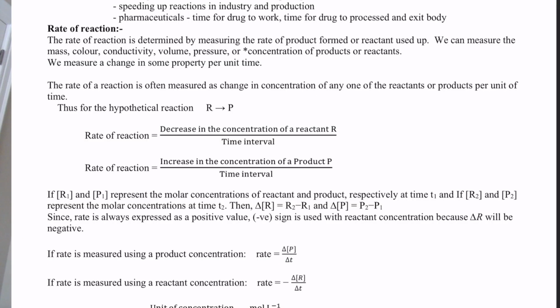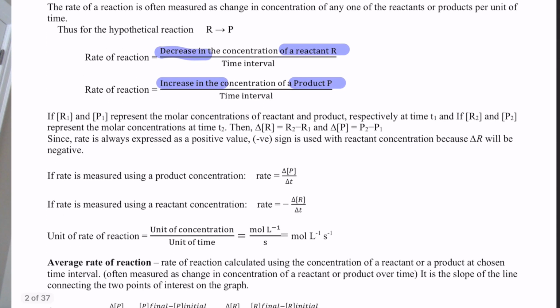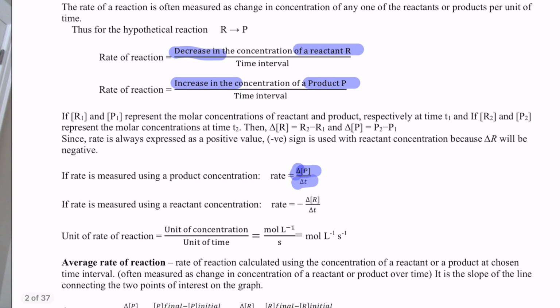Now let's look at how we write the rates of chemical reactions. The rate of a reaction, as we just defined it, could be the rate of decrease in the concentration of a reactant, or it could be written as the rate of increase in the concentration of a product over whatever time interval you are interested in. So this is often written as rate equals delta, which stands for change, in concentration of products over change in time. When the rate is being measured in terms of the production of something, it is positive, and when rate is being measured in terms of consumption or usage of a reactant, we use the negative sign.